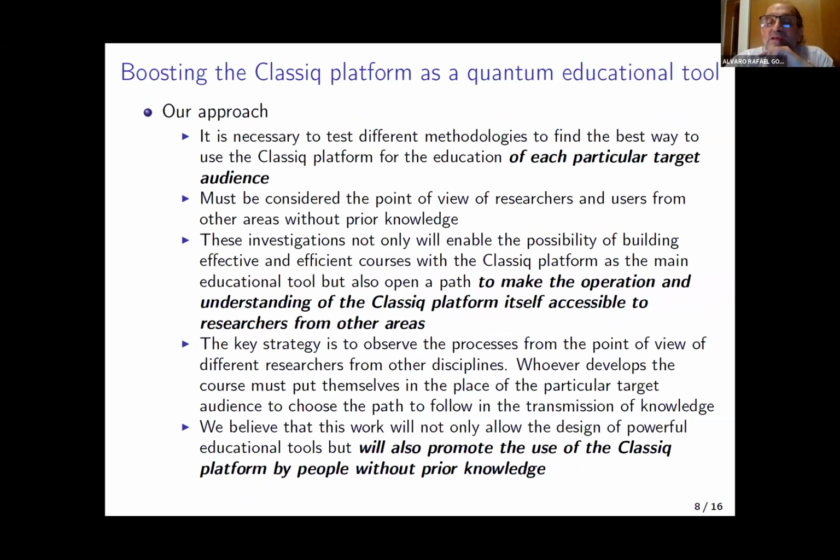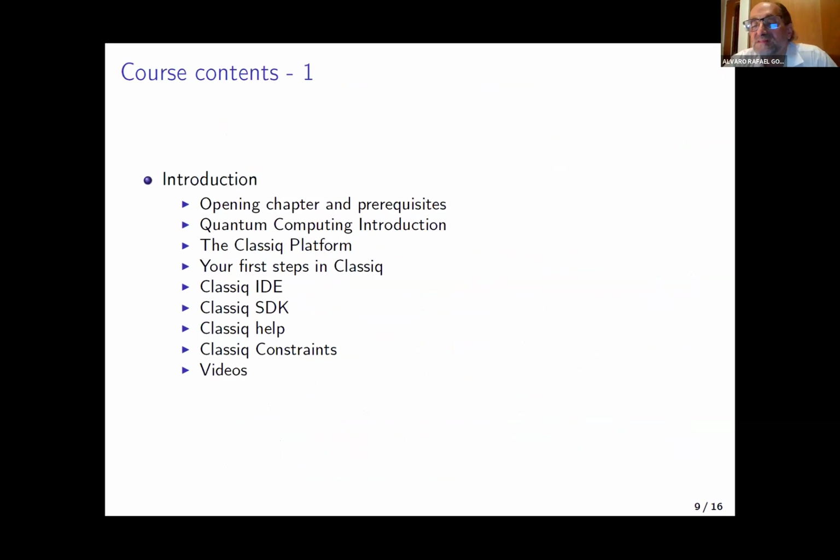So the idea is to design new methods of education for people who do not have our kind of brain, another, different brain. The strategy is to observe the process from the point of view of the other researcher, the other person, to make possible the understanding of the principal concepts about quantum computing and the difference between a classical algorithm and a quantum algorithm. This is a process that we have been analyzing in the development of this course.